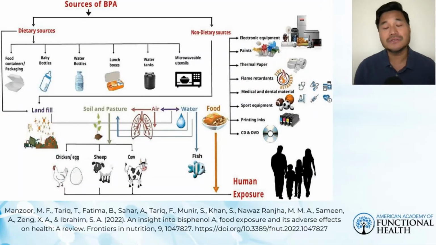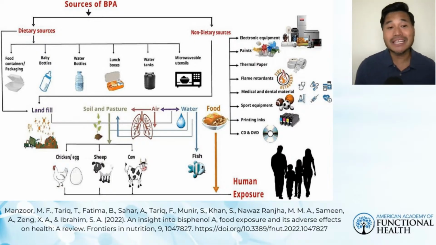This was a picture that was published in the journal Frontiers in Nutrition. In this picture, you can see a few of the sources that we mentioned here, right? They're going to be some of the dietary sources, including the food containers, the packaging, the baby bottles, the water bottles, the lunch boxes, water tanks, microwavable utensils. And then there are non-dietary sources such as electronic equipment, paints, thermal paper, flame retardants that we see right there, medical and dental materials, sports equipment, printing inks, and even DVDs.